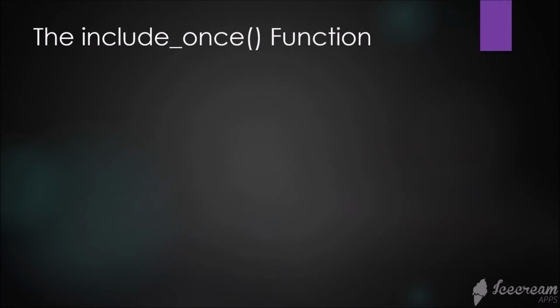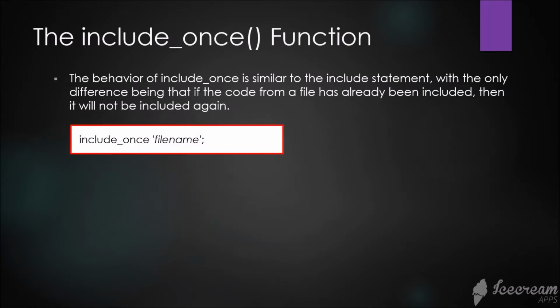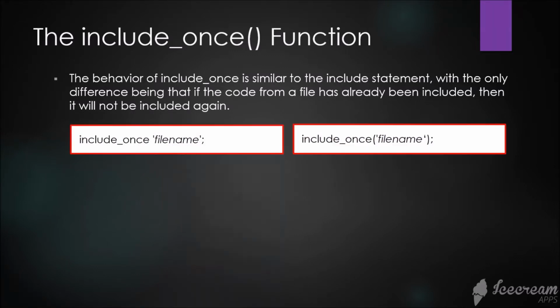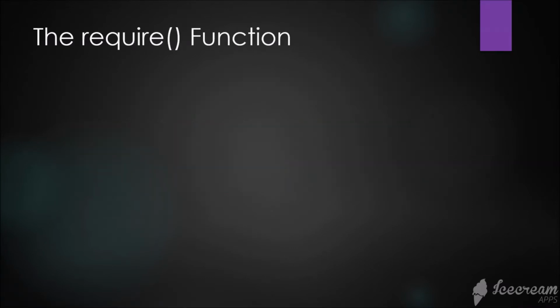Okay. Now we have the include_once function. The behavior of include_once is similar to the include statement, with the only difference being that if the code from a file has already been included, then it will not be included again. So this is our syntax. Okay, then we have the sample. Okay, next.